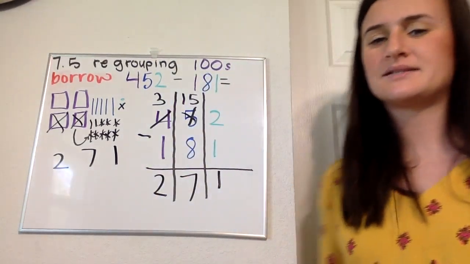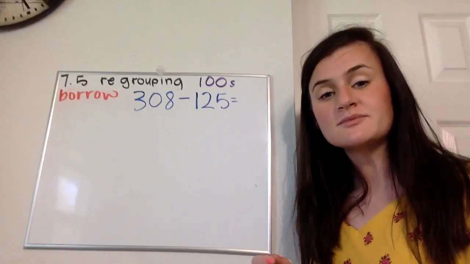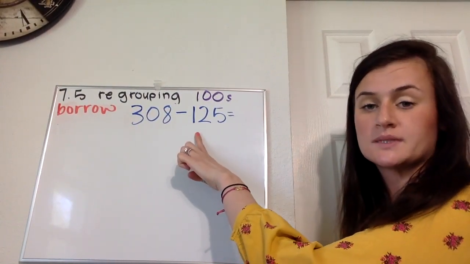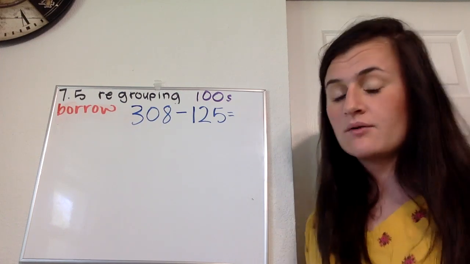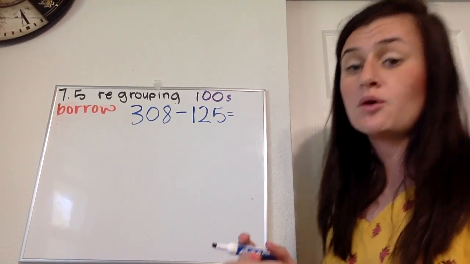All right, second grade, if you do not yet have your notebook, go grab that while I set up our next problem. All right, second grade, our next problem is 308 take away 125 equals, and what I want you to do is I want you to set it up the vertical way, so up and down with me.